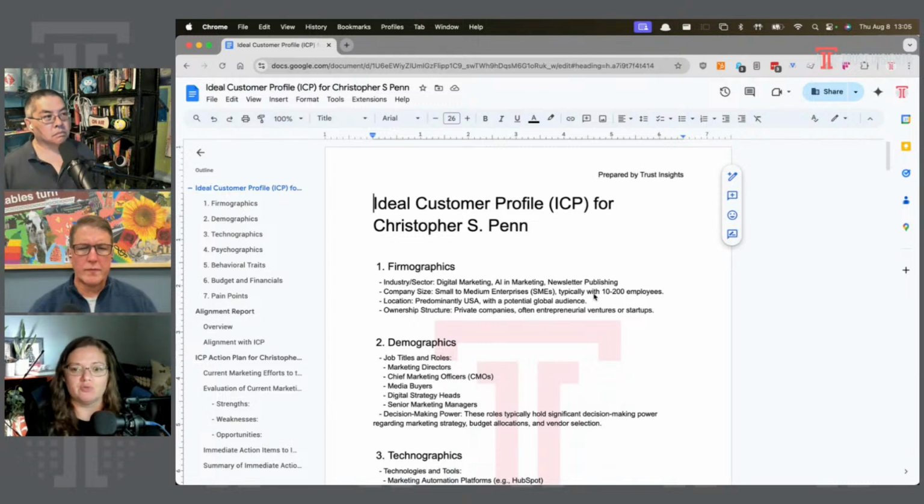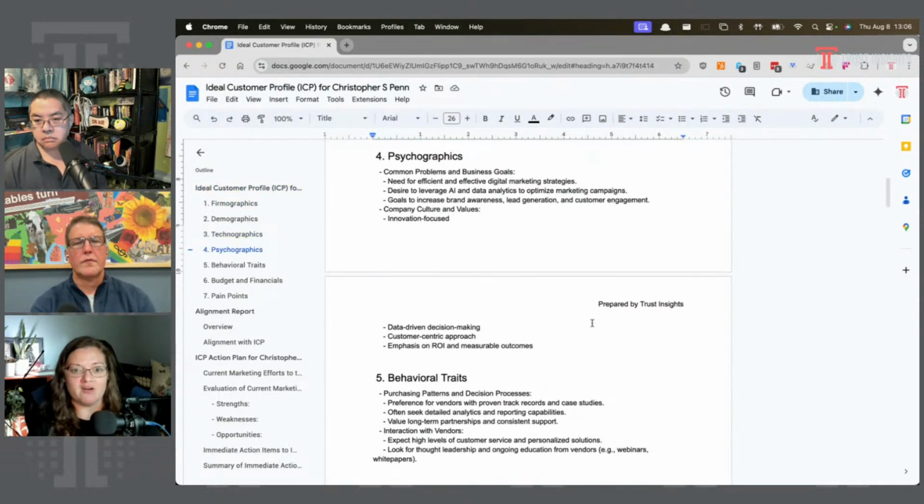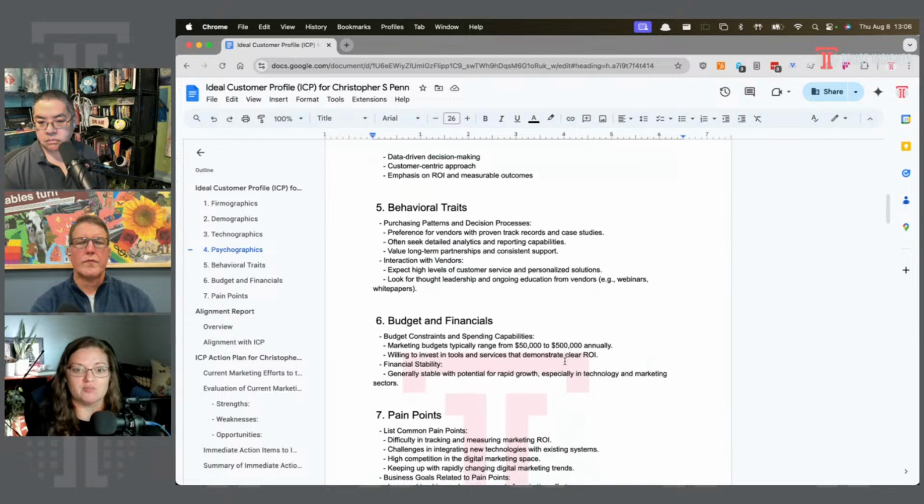Then you have your usual data, such as your demographics, who are these people, their titles, technographics. And then we move into psychographics, if you could scroll down a little bit. So the psychographics are those emotional drivers. So common problems and business goals. You have behavioral traits such as purchasing patterns and decision processes.